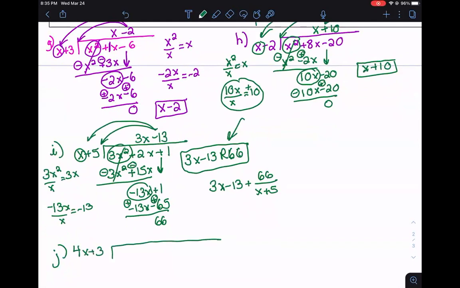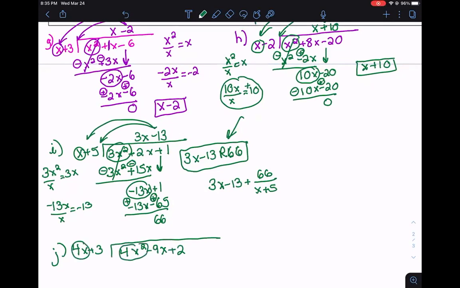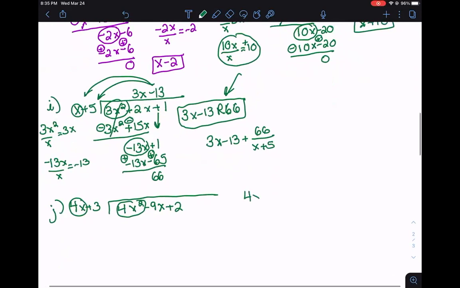I'm just going to start J up. J is the last one that does not have a missing term. Oh, actually K too, but it doesn't matter. So let me get started with J. Same deal. We are going to have 4x squared divided by 4x, which is going to be x.